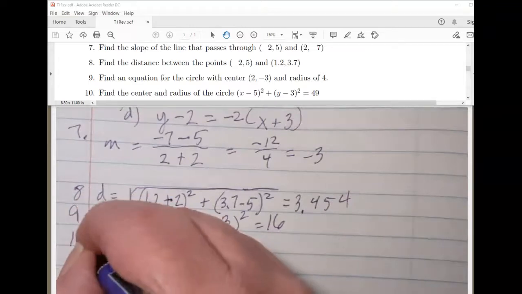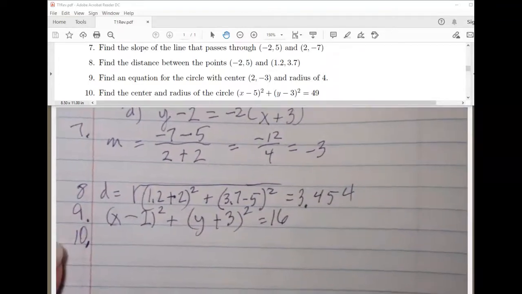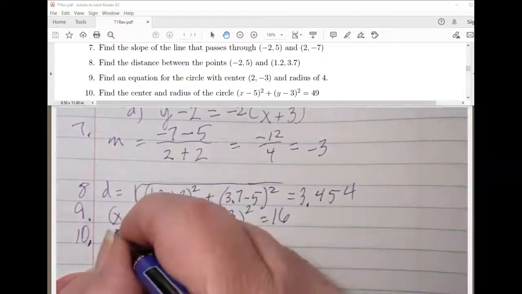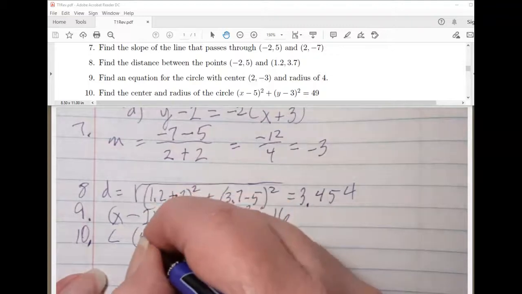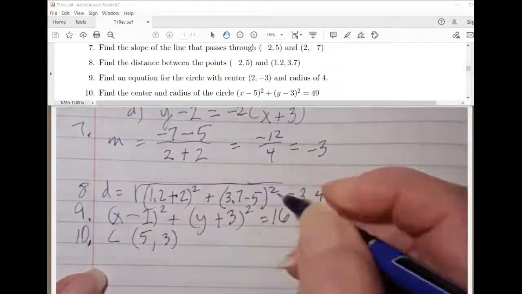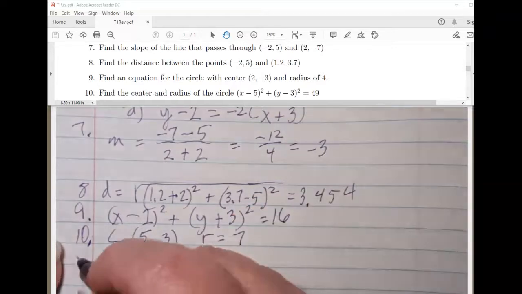Number 10 is doing the opposite. We're given an equation of a circle, and we want to know the center and the radius. So the center for the circle here is a point, which is 5, 3. The negatives are already part of the formula, and the radius is the square root of 49, which is 7.